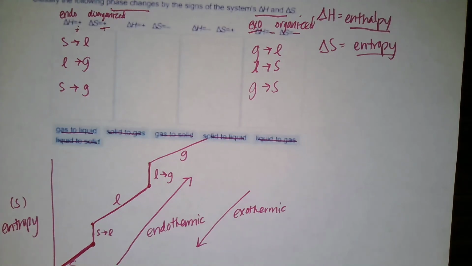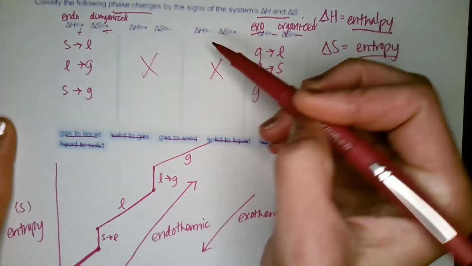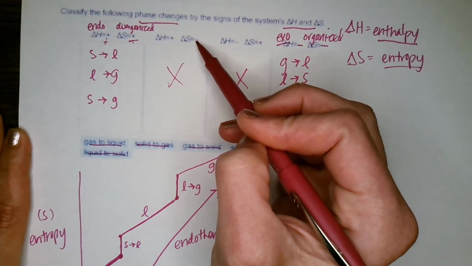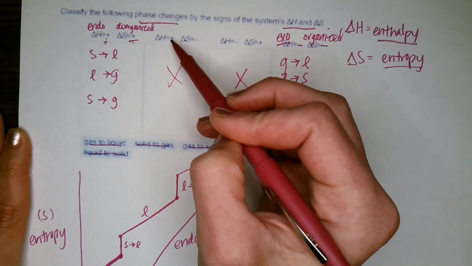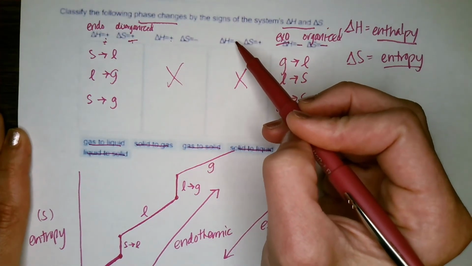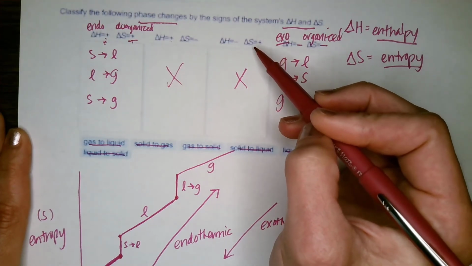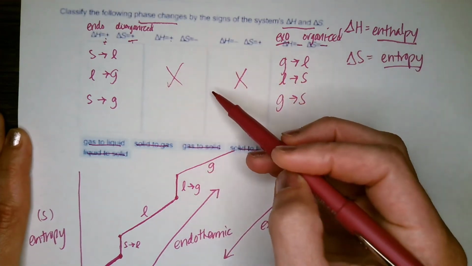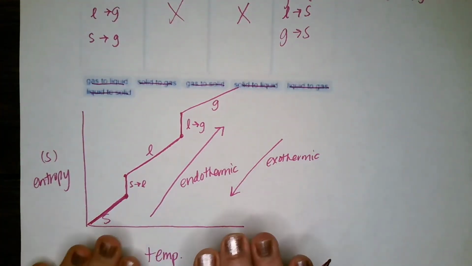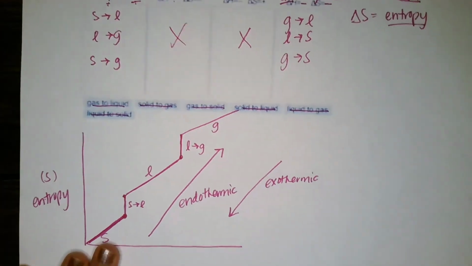And interestingly, when we're looking at phase changes, there aren't any examples of having an endothermic reaction that's becoming more organized, or an exothermic reaction that is becoming disorganized. So that doesn't happen in our phase changes, but it's a good way to put together our delta H and delta S for phase changes.